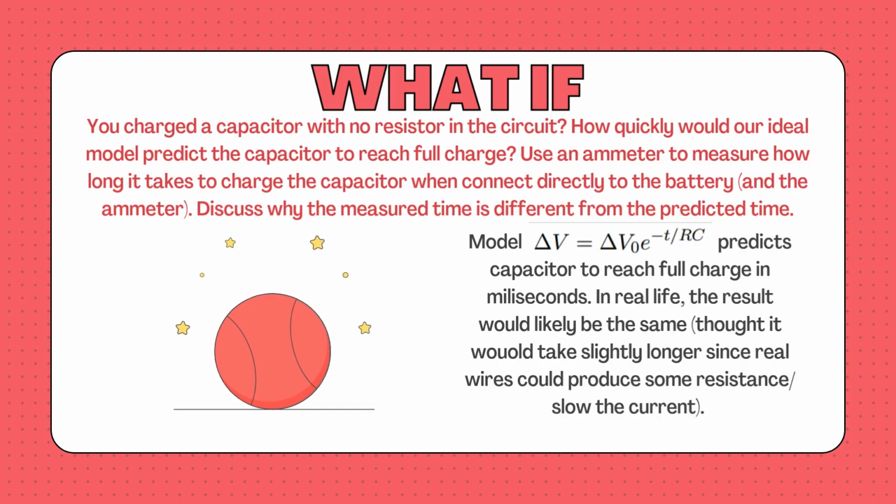Okay, if we use our model, delta V equals delta V naught e to the negative t over RC, which is one of those equations that I gave in the beginning, you can predict the capacitor to reach full charge in milliseconds. In real life, the result would likely be the same, though it would take slightly longer since wires could produce some resistance and slow the current.